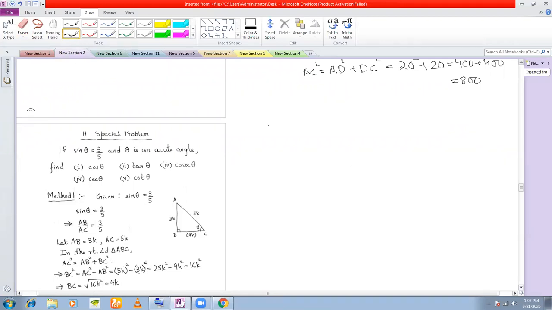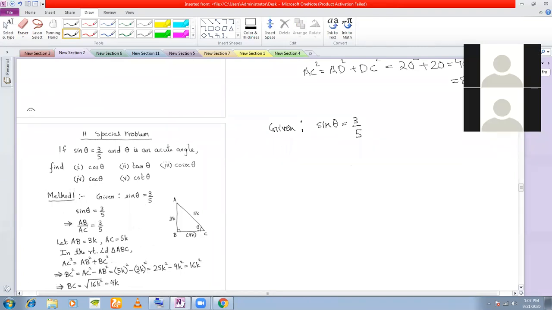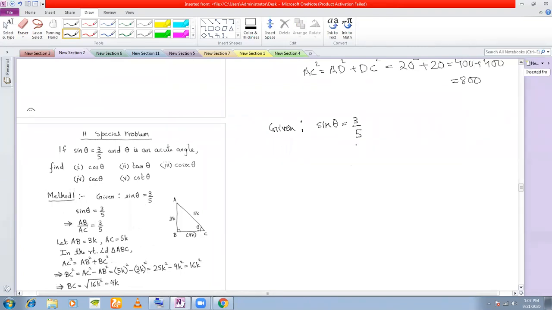So given here, we can solve it by actually two methods I have given you. There are at least 4 methods of doing this, but 2 methods I have given you because of your standard. So given here is sine theta is 3 by 5. Now, if sine theta is given to you as 3 by 5 and theta is an acute angle, that means theta is an angle that is less than 90 degrees, what you do here is you construct a right angle triangle.